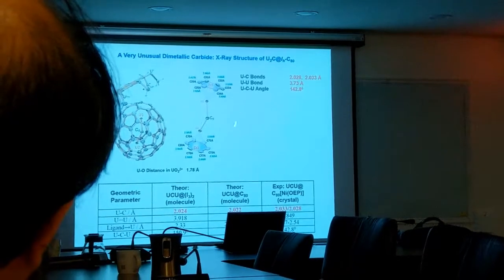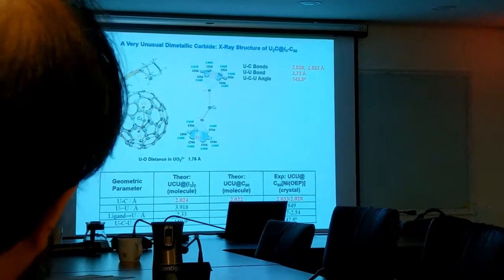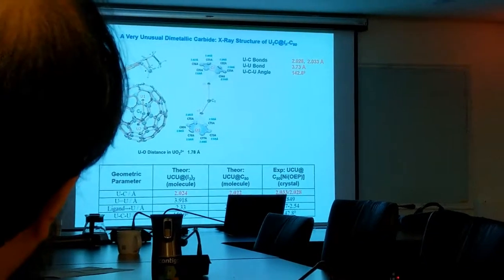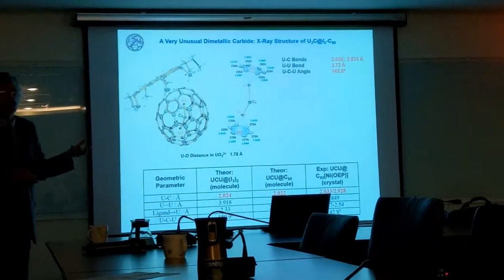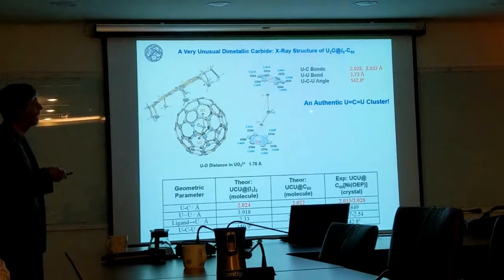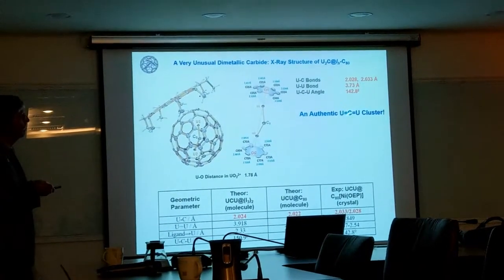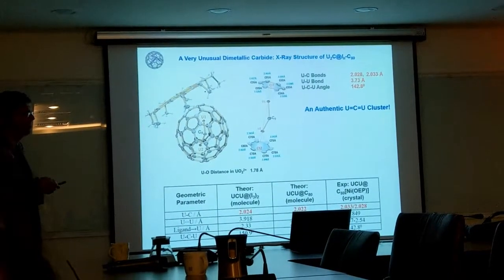So this is the first of everything. Nothing like this had ever even been thought about before. So it's a very significant result. I would like to call it an authentic uranium double bond C double bond uranium cluster.